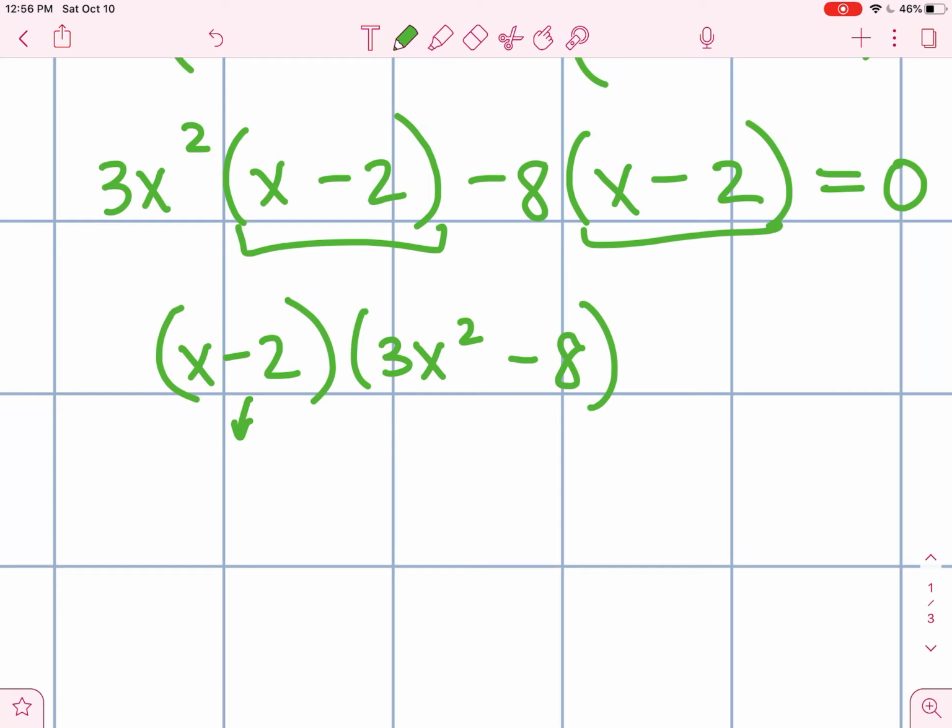But if we want to factor and find our x, then this one would be x minus 2 is equal to 0, x is equal to 2.